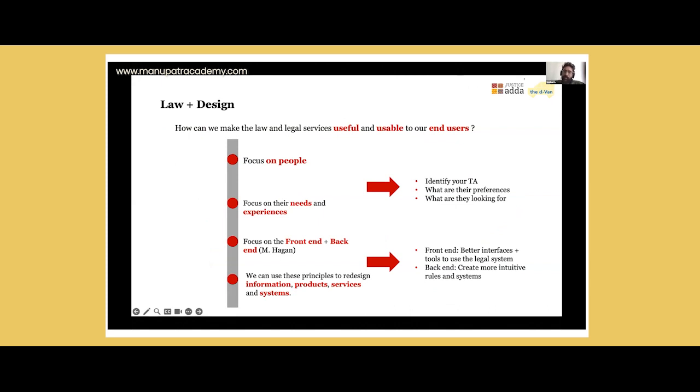It is important, and as we will tell you, one of the major aspects of our approach is how we focus on people's needs and experiences. And by focusing on people's needs and experiences, to draw from the work of Margaret Hagan, how can you focus on the front end as well as the back end of legal services, which means that we have to focus on how people interact with particular services.